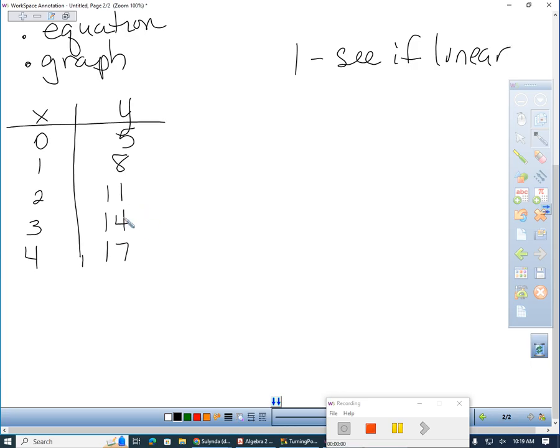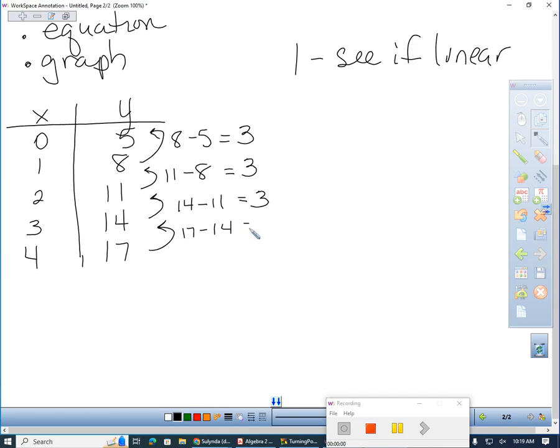That's step number one. The way I do that is with what I call loops. I start with the second one and subtract the first one. So 8 minus 5 equals 3. But I have to check and make sure it works for all of them. So I go 11 minus 8 equals 3. 14 minus 11 equals 3. And I have 17 minus 14 equals 3. If they're all the same, it's linear, which in this case it is.